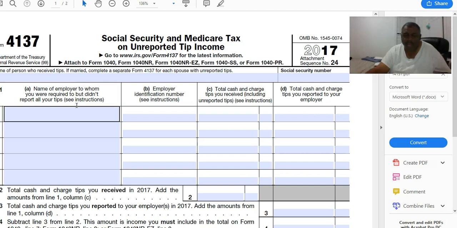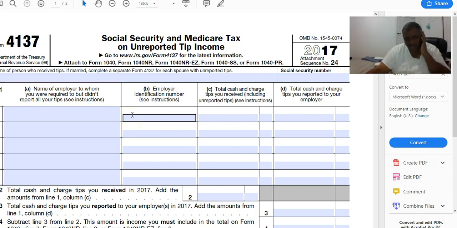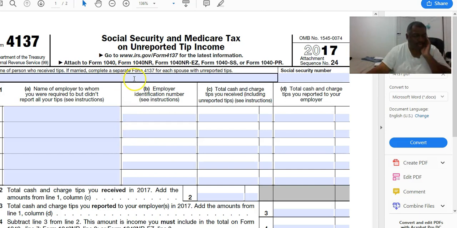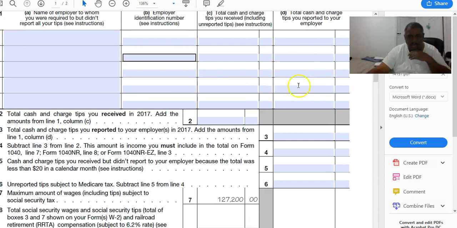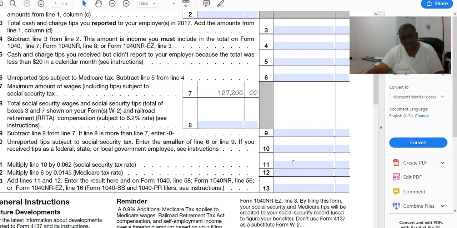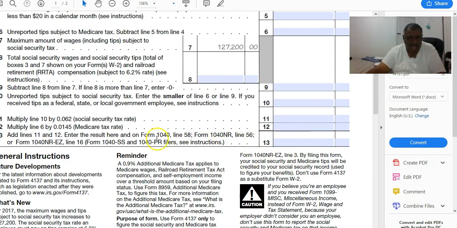servers, cooks, anybody who generally receives tips as part of their job description will normally have on a W-2, boxes 7 and 8, some information inside of those boxes, which allows us to calculate the total amount differently than we would if they didn't have tip income. And so this here will be the employer information up top, and you go down here and just proceed to start filling out the form by answering the different questions. And when you get your results, you'll go to line 58 of the 1040 and put the results there.